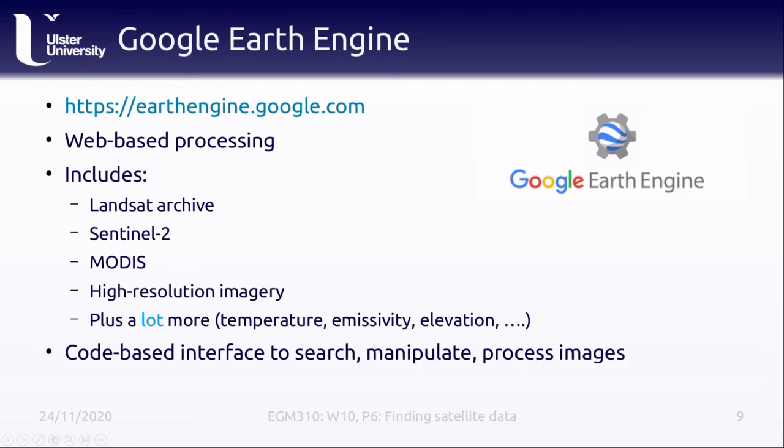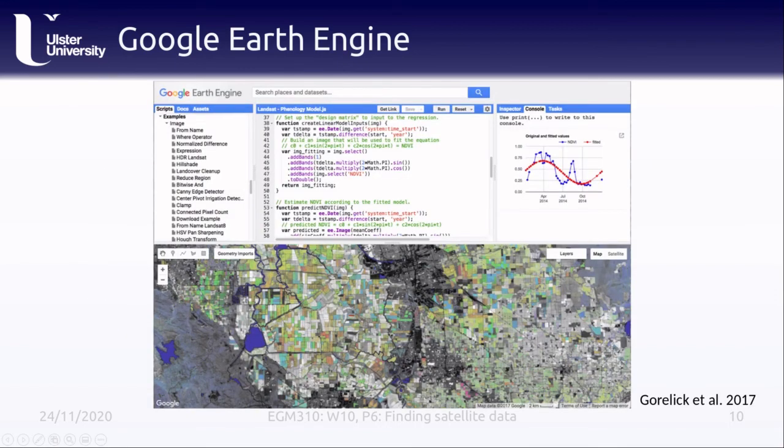Earth Engine also provides a code-based interface to search, manipulate, and process images and data. Because it's an online processing server, you avoid having to download and store the images yourself. Plus, all of the processing is being done online, so you can process global imagery from a small laptop. The interface looks like this. You can see the script editor here in the middle, where you write the code and do the processing. You can also export data sets, make plots, and do some basic analysis all through the code editor.